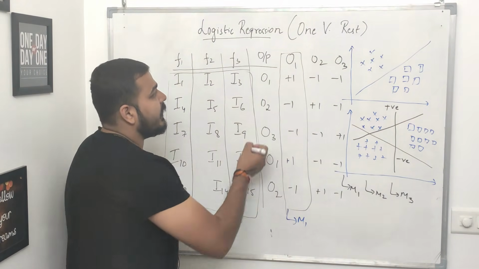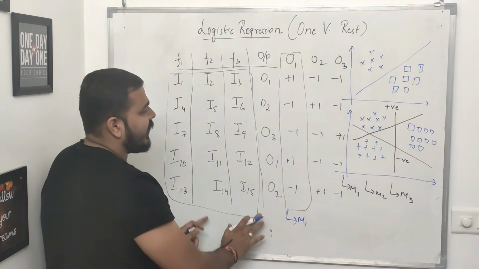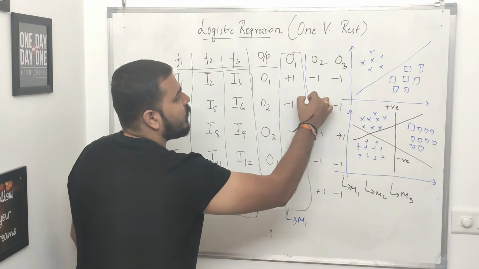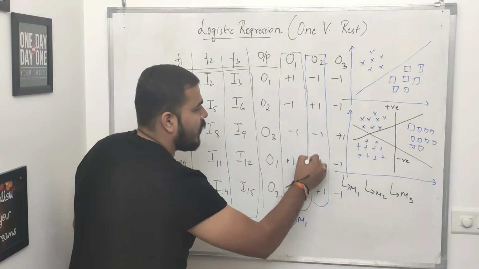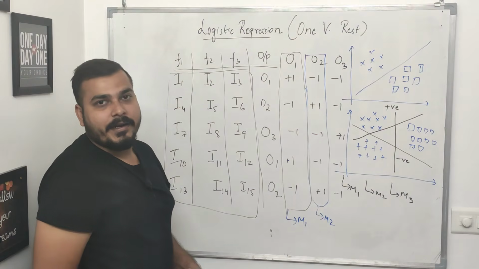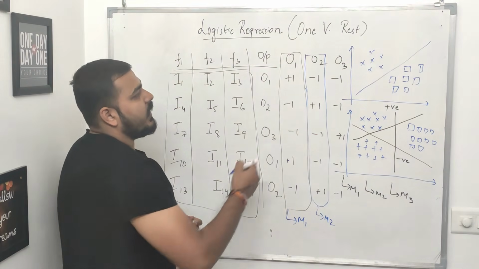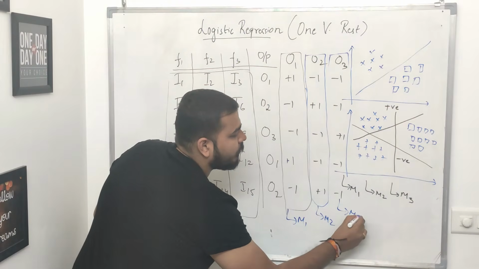Now similarly, in the next model, it is going to take this input feature, and the output feature will be taken from this particular column, that is my O2. For this, again, the next model M2 will get created. And similarly for this particular data, the final output, this will be my M3 model.